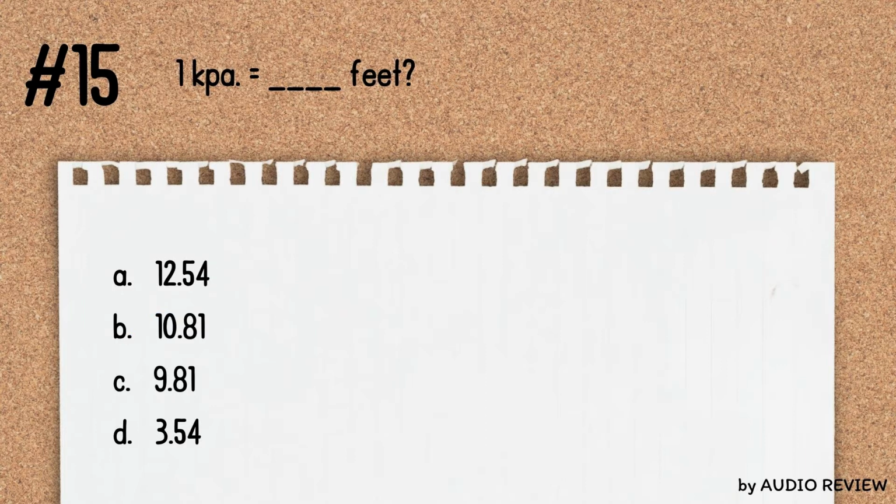Question number 15. 1 kPa is how many feet? A. 12.54. B. 10.81. C. 9.81. D. 3.54. The answer? It's 9.81 feet. Remember that 1 kPa is equal to 9.81 feet.